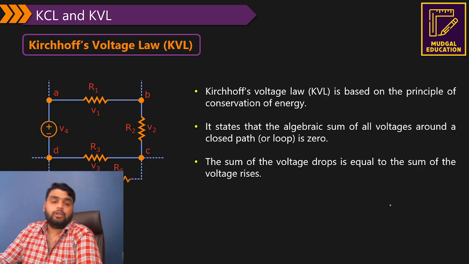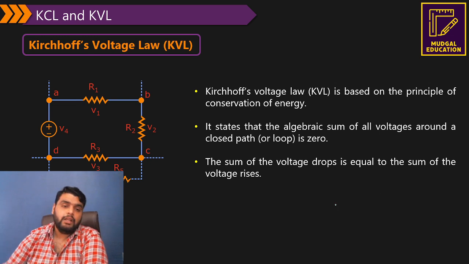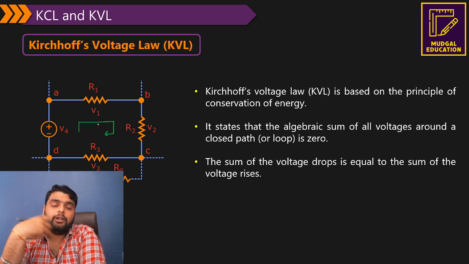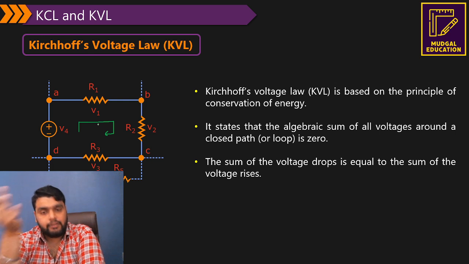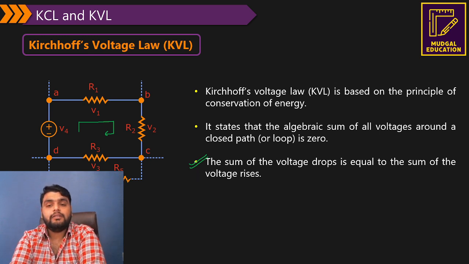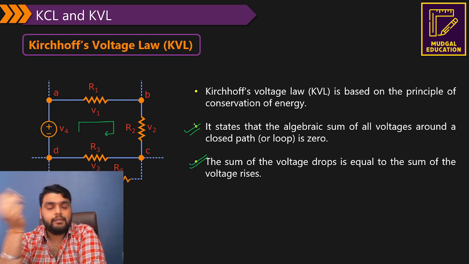Now let's talk about KVL. In KVL, the definition is simple. The voltage drop across the loop is 0. If we have a loop here, as you can see in this diagram, and I add all the voltage drops, the addition gives us 0. The sum of voltage drops is equal to the voltage rise, or I can say the sum of voltages is 0. The algebraic sum of voltages around a closed path or a loop is 0.